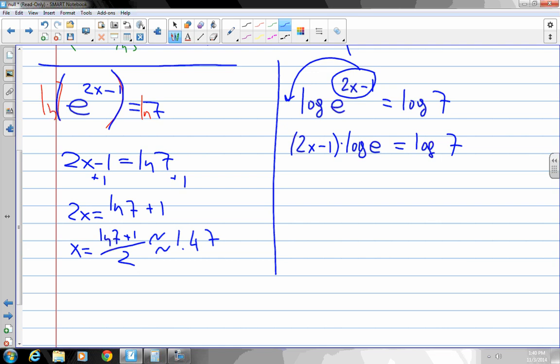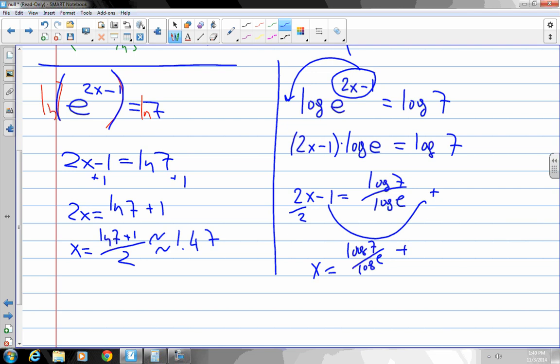Divide both sides by log of e. 2x minus 1 equals log of 7 over log of e, which is the natural log of 7 anyways, change of base formula. And then add 1, and then divide by 2, same way, you get log of 7 over log of e plus 1 over 2. You plug that in your calculator, it'll give you the same answer, but there is a little bit of extra work in there.